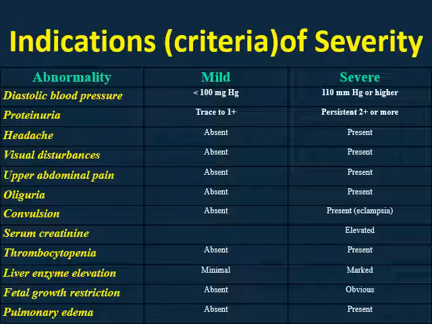This slide demonstrates criteria of severity in preeclampsia. Preeclampsia is considered severe if there is diastolic blood pressure 110 mm mercury or more, proteinuria 2 pluses or more, presence of severe headache, visual disturbance, upper abdominal epigastric pain, oliguria, presence of convulsions indicates eclampsia, elevated serum creatinine, thrombocytopenia, elevated liver enzymes, presence of intrauterine growth restriction, and pulmonary edema.